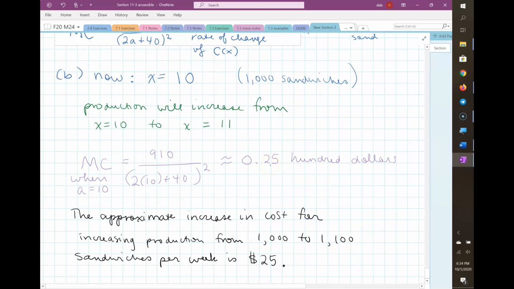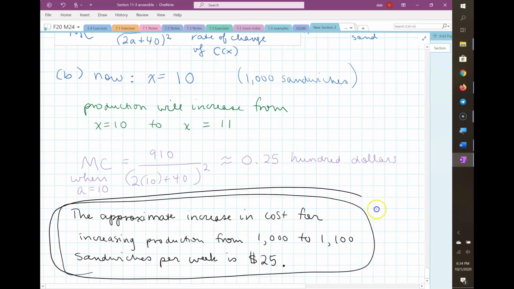0.2500 is a quarter of 100, so that's 25. So the approximate increase in cost, whatever it was, it's going to be $25 more if you increase your production from 1,000, X equals 10, to 1,100, X equals 11. So study this sentence, practice writing them for the problems in the homework, and that's the end of section 11.3.